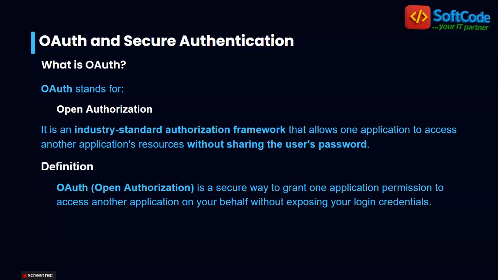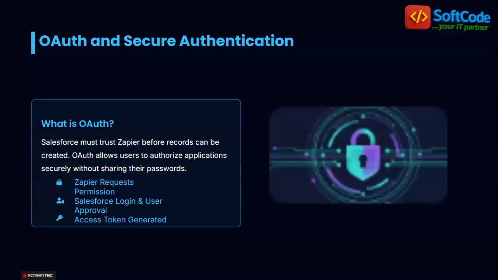Meaning you click allow, then it worked like magic, right? So OAuth stands for Open Authorization. It is an industry standard authorization framework that allows one application to access another application's resources without sharing the user's password. It didn't ask you what your password is or what your username is. Just allow us to do that automatically. It's a secure way to grant one application permission to access another application on your behalf without exposing your login credentials. So that's what OAuth is. I should mention that before we move on. I think we have already explained this.